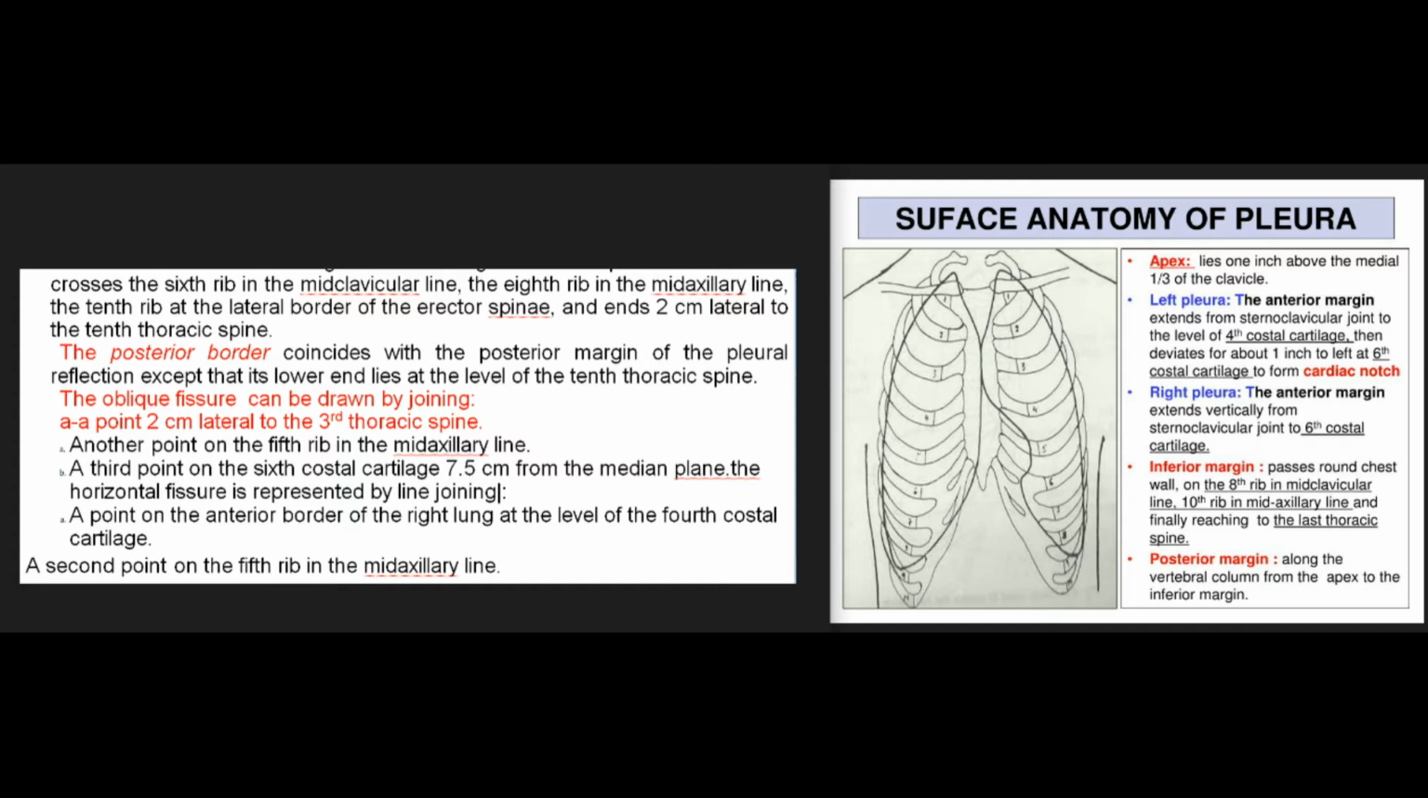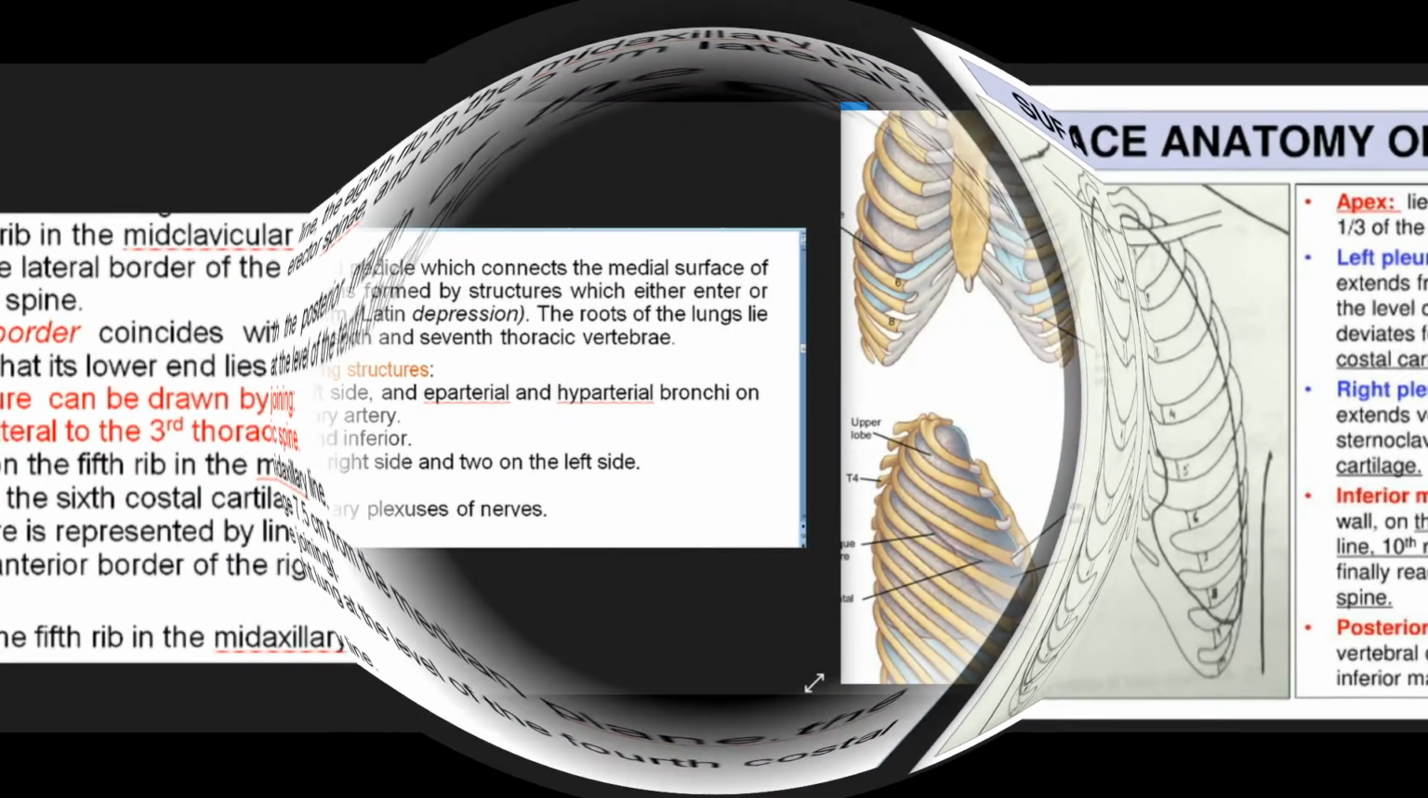The oblique fissure can be drawn by joining a point 2 cm lateral to the 3rd thoracic spine, another point on the 5th rib in the mid-axillary line, and a third point on the 6th costal cartilage 7.5 cm from the median plane. The horizontal fissure is represented by a line joining a point on the anterior border of the right lung at the level of the 4th costal cartilage, and a second point on the 5th rib in the mid-axillary line.